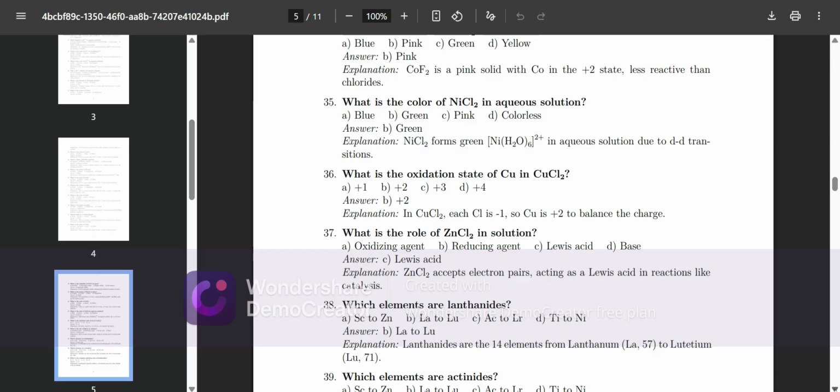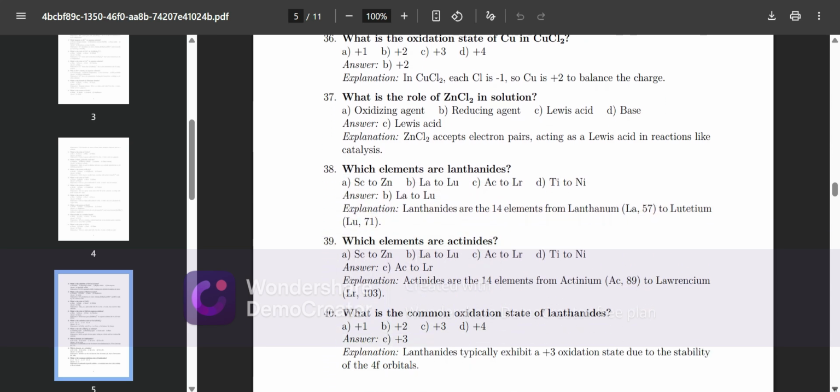What is the oxidation state of Cu in CuCl2? +2. In CuCl2, Cl is -1, so Cu is +2 to balance the charge. What is the role of ZnCl2 in a solution? Lewis acid. ZnCl2 accepts electron pairs, acting as a Lewis acid in reactions like catalysis. Which elements are lanthanides? La to Lu. Lanthanides are the 14 elements from lanthanum, La 57, to lutetium, Lu 71.